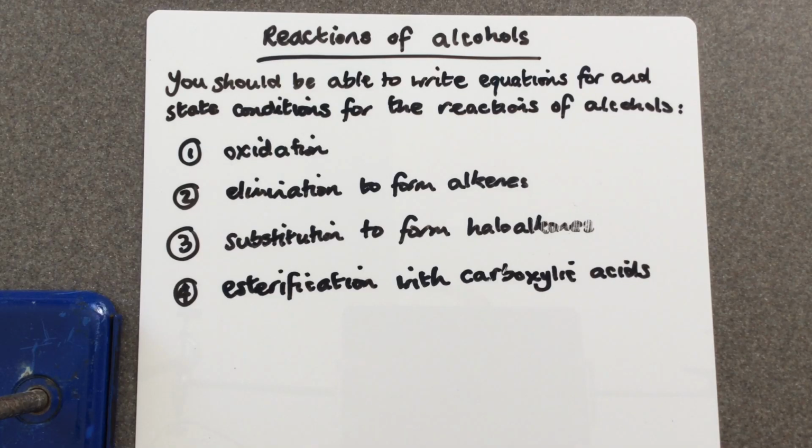Welcome to this final video about the reactions of alcohols. Hopefully by now you should be clear and understand the oxidation reactions of alcohols using acidified potassium dichromate. The purpose of this video is to look at two further reactions: elimination to form alkenes and substitution reactions to form haloalkanes.